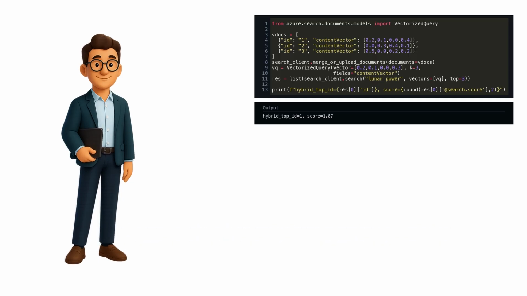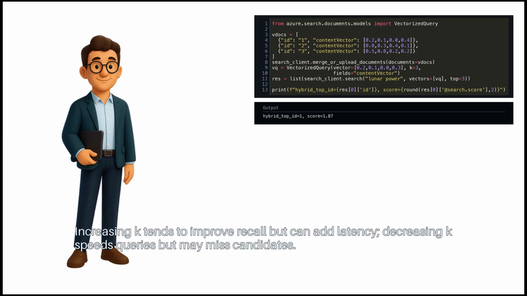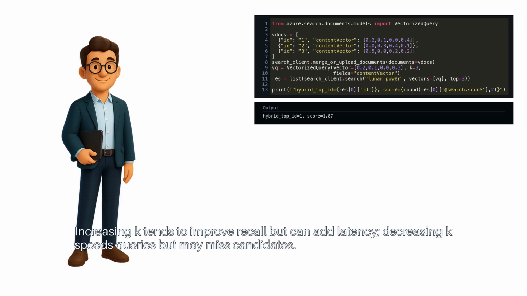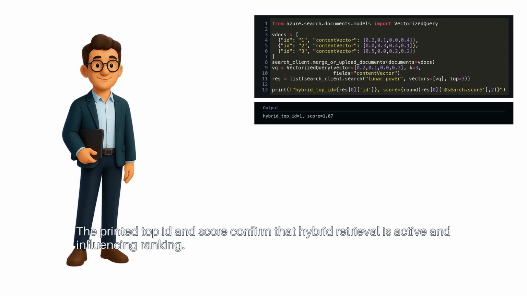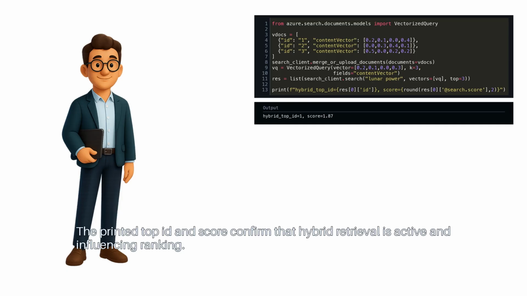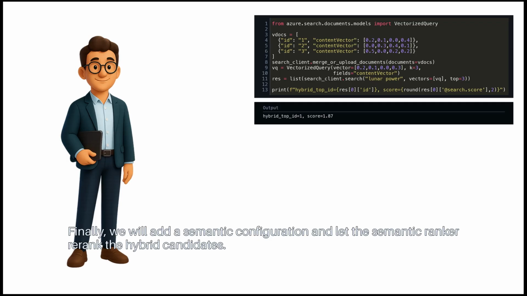Increasing K tends to improve recall but can add latency. Decreasing K speeds queries but may miss candidates. The printed top ID and score confirm that hybrid retrieval is active and influencing ranking. Finally, we will add a semantic configuration and let the semantic ranker re-rank the hybrid candidates.